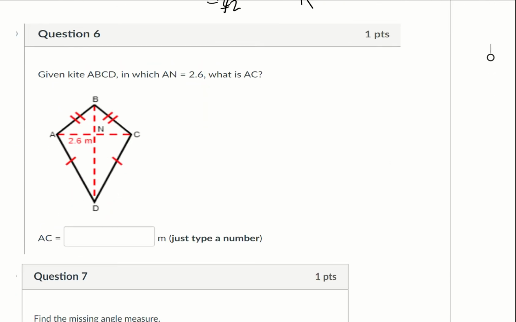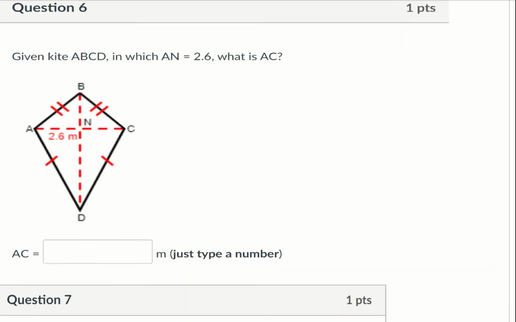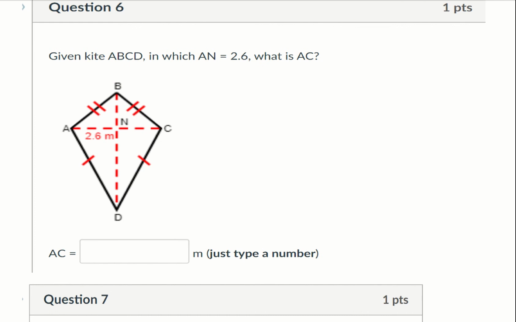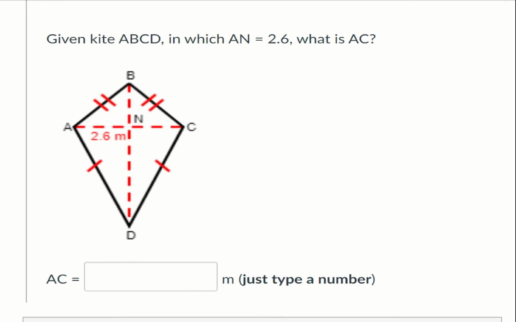All right, question number 6. This is a 6.2 question. It has to deal with kites. It says, given the kite ABCD in which AN equals 2.6, what is AC? So we know for a kite, we have two diagonals. We have a minor diagonal, we have a major diagonal, right? So this minor diagonal, remember, when it crosses with the major diagonal, it cuts it in half. So that's 2.6, and we know that this has to be 2.6. Okay, so that's a property of the kite.